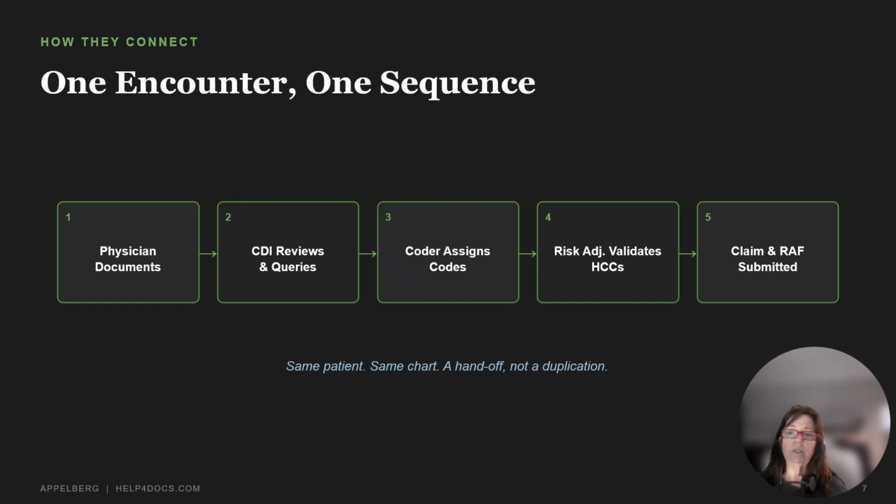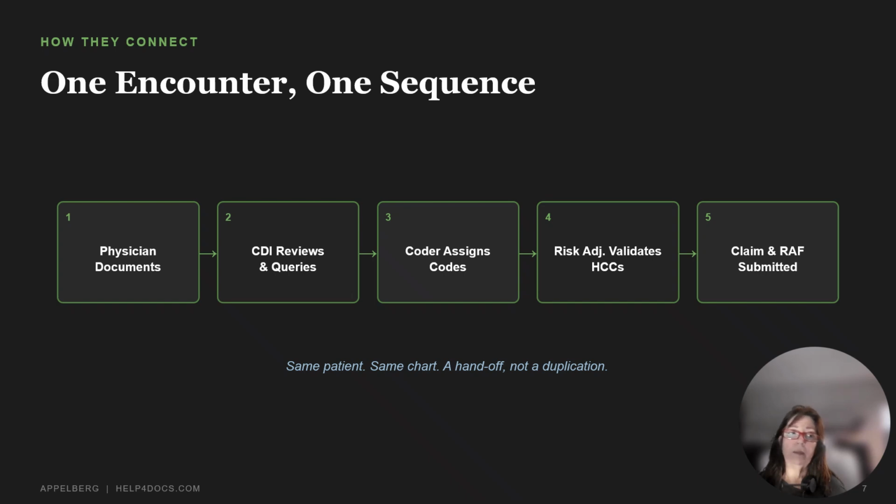Okay, so now let's zoom out and see how these three roles actually work together across one patient encounter, because they're not separate departments working in isolation. They're in sequence. So it starts with the physician documenting the encounter. Then the CDI reviews that documentation, sometimes before the patient is even discharged. And if something is incomplete or unclear, they query the physician to get that, whatever it is, clarified.